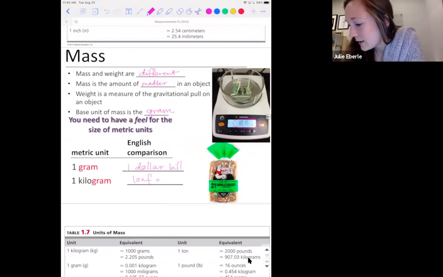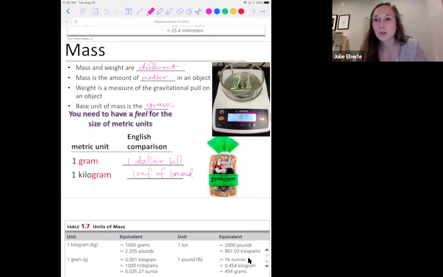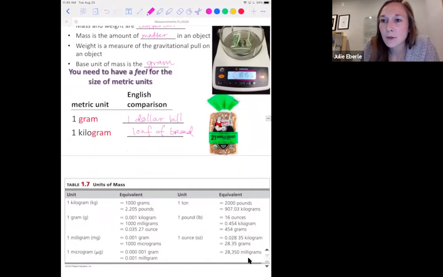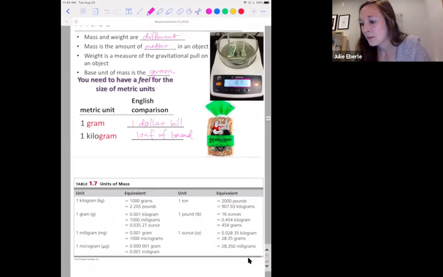loaf of bread. All right, so again, I'm just trying to give you something tangible so you know about how much a kilogram is, a loaf of bread. So if I ask you, we're talking about a watermelon, what would be the most appropriate unit to talk about the mass of a watermelon? Grams or kilograms? Probably kilograms, okay? A watermelon would be a ton of grams, but it would be fewer kilograms because kilograms are bigger.